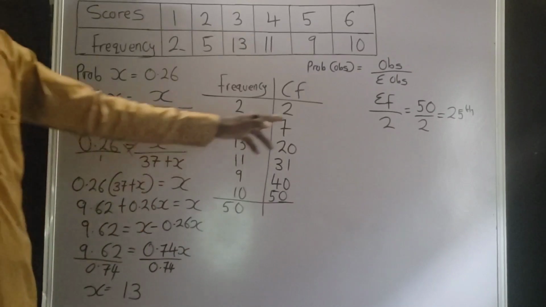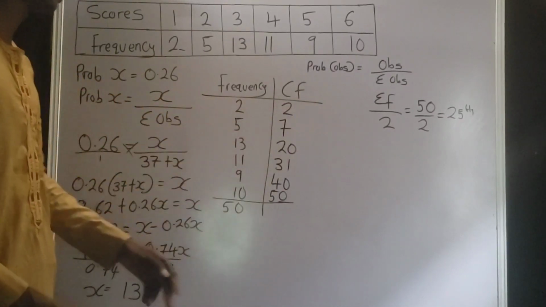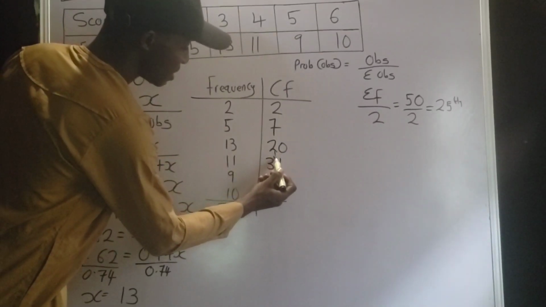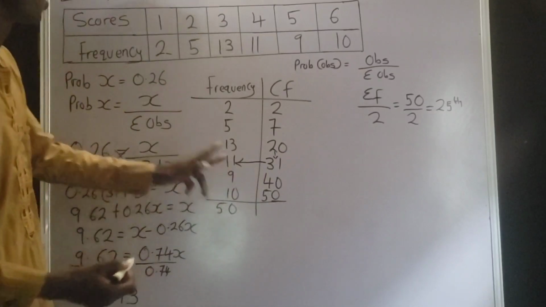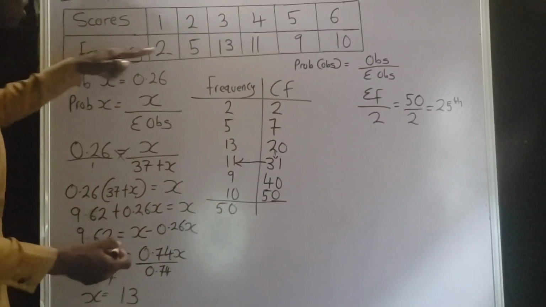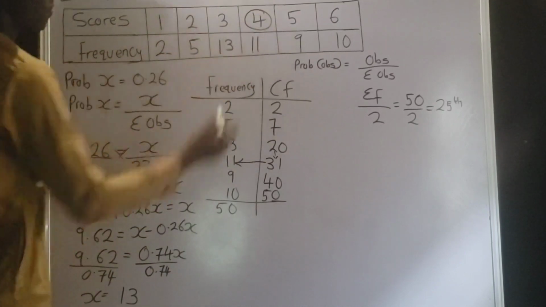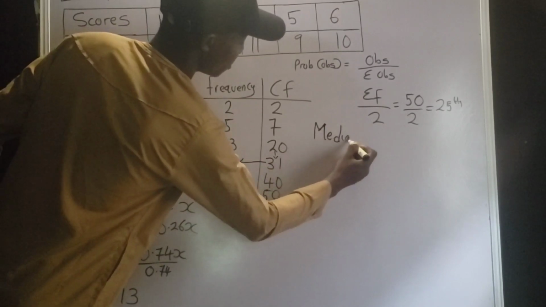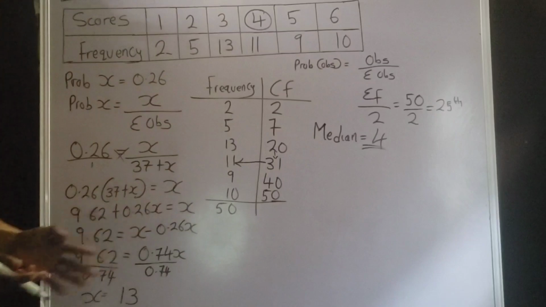Now, from this cumulative frequency, I'm going to locate the range where 25th falls. Please, I want you to pay attention. It falls between this place. You understand? So the frequency there is what? 11. So I'm going to go back to my table. The frequency is 11. So therefore, the median score is what? 4. So the median of this frequency distribution is 4. You understand? Do you understand how I get this?